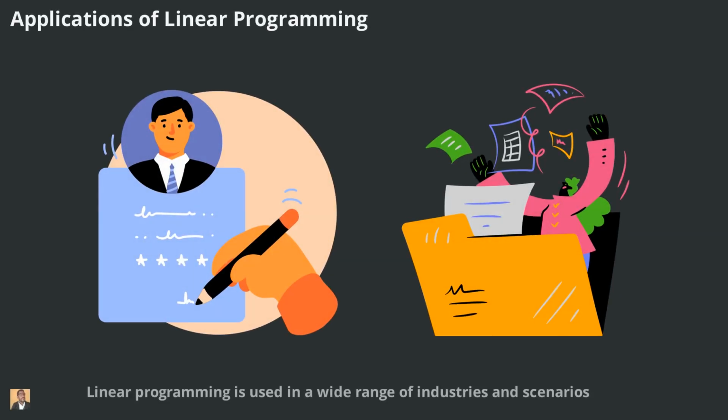Linear programming is used in a wide range of industries and scenarios. For example, businesses use it to allocate resources efficiently, schedule production, and manage supply chains. Engineers apply linear programming to optimize designs and processes. In economics, it helps analyze market strategies and pricing. The versatility of linear programming makes it a valuable tool for anyone facing complex decisions with multiple constraints and objectives.